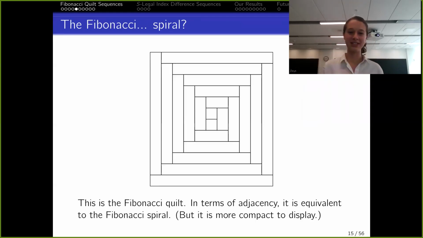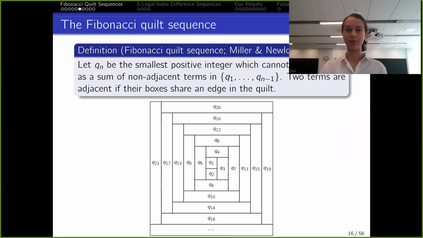So we have the Fibonacci spiral. It looks a little bit funny. This is because instead of making larger and larger squares, we have these more skinny rectangles. But in terms of adjacency, this is completely equivalent to the Fibonacci spiral, but allows us to display it more compactly. Now we want to do something similar to Zeckendorf's theorem with this Fibonacci quilt. So this is the Fibonacci quilt sequence.